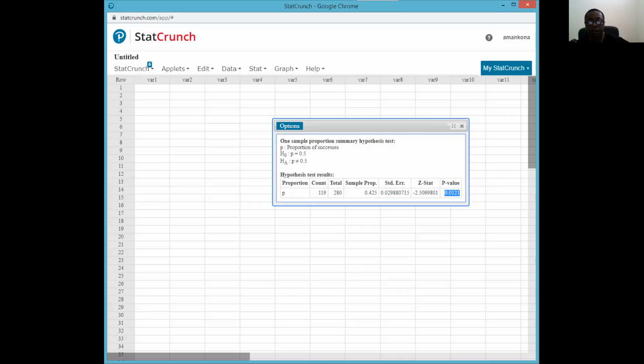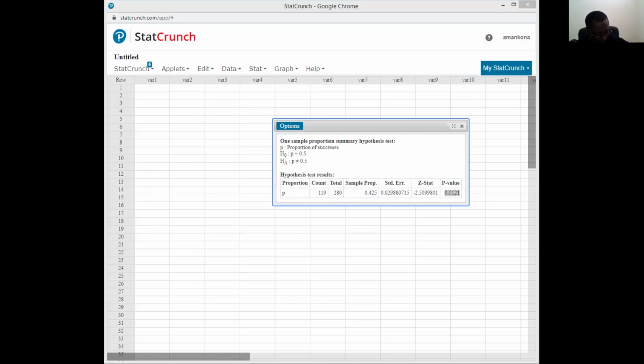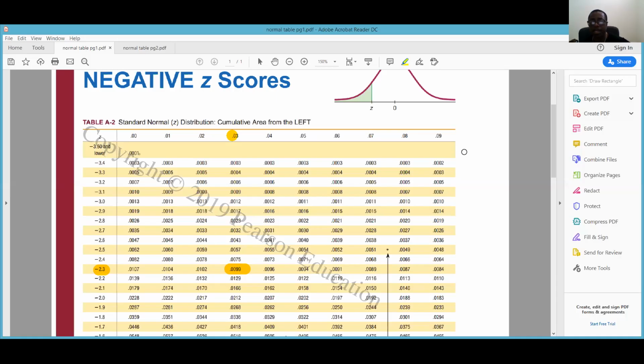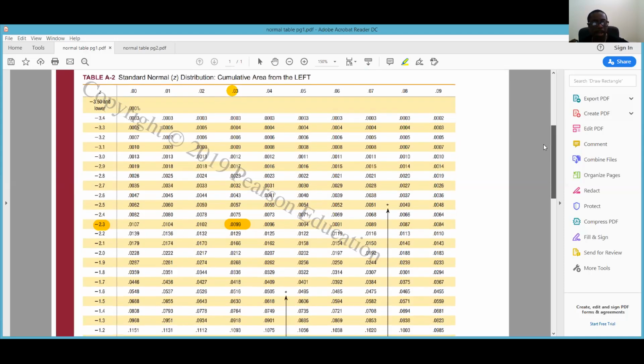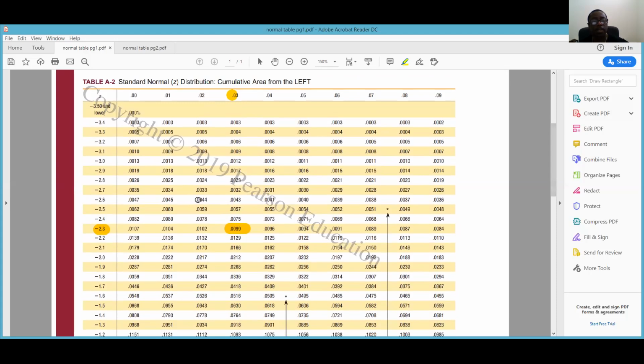So you go here, and we want to find the probability that is less than negative 2.75. Making sure I got that right. Negative 2.75 is 0.003. Okay, I think I made some calculation mistakes.